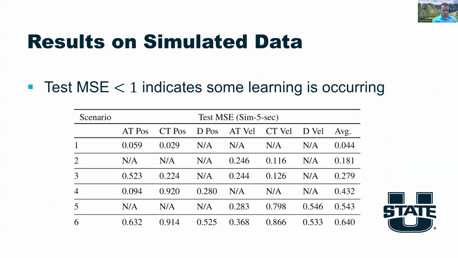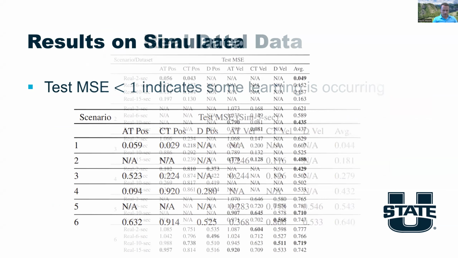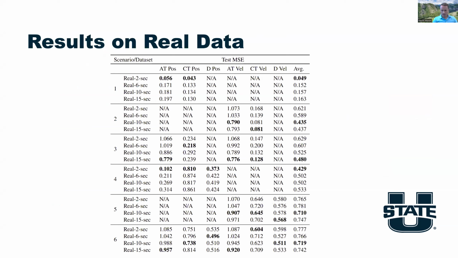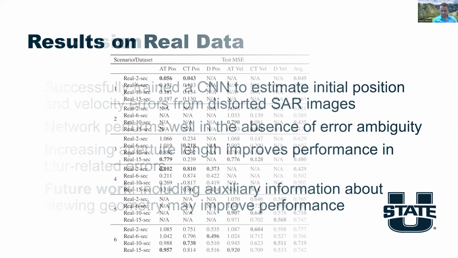Here are the results on the simulated data. A mean squared error value less than 1 indicates that some learning is occurring, which occurs for all of the errors in all 6 scenarios. As expected, the real data is a bit more complicated, and the aperture length has an impact on our results. However, we find that varying the aperture length can help us in some scenarios. Regardless, there are some scenarios where error ambiguity exists, such as in scenario 6.